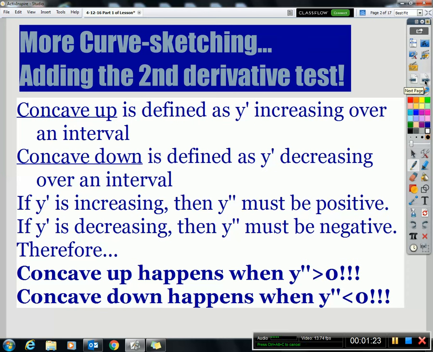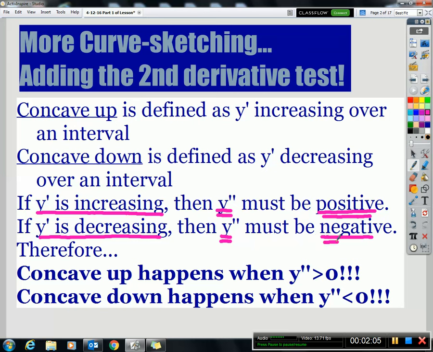So officially, when a function is concave up, it's defined as y prime increasing over an interval. But remember what you know. If y prime is increasing, so if a function is increasing, its derivative, now wait a minute, the derivative of y prime would be y double prime, must be positive. So remember, if a function increases, its derivative is positive. And if a function is decreasing, its derivative must be negative.